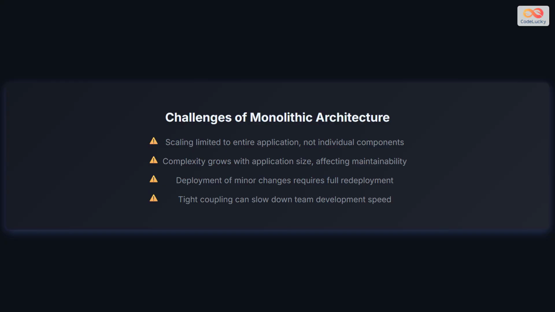There are challenges with monolithic architecture as the application grows in size and complexity. Scaling the application means replicating the entire system, rather than just parts that require more resources. Maintenance can become difficult with tightly coupled components, and even minor code changes require redeploying the entire application. The tight coupling can also slow down development when working with larger teams.